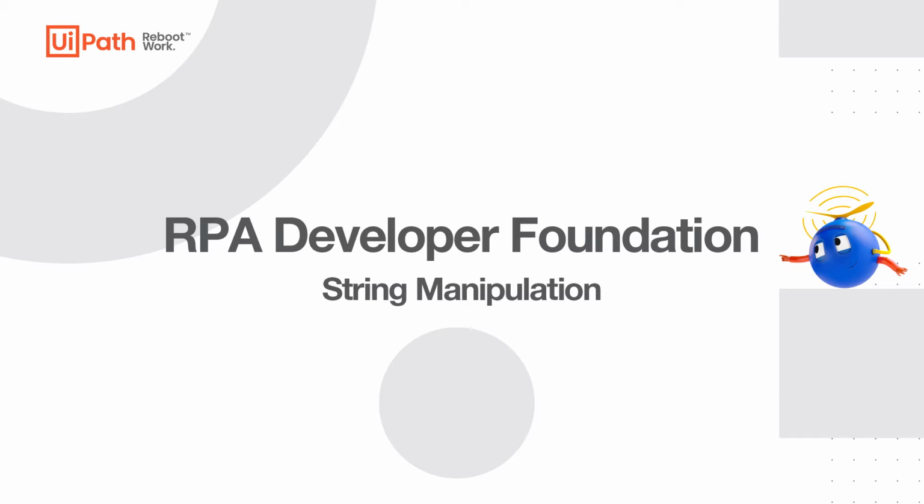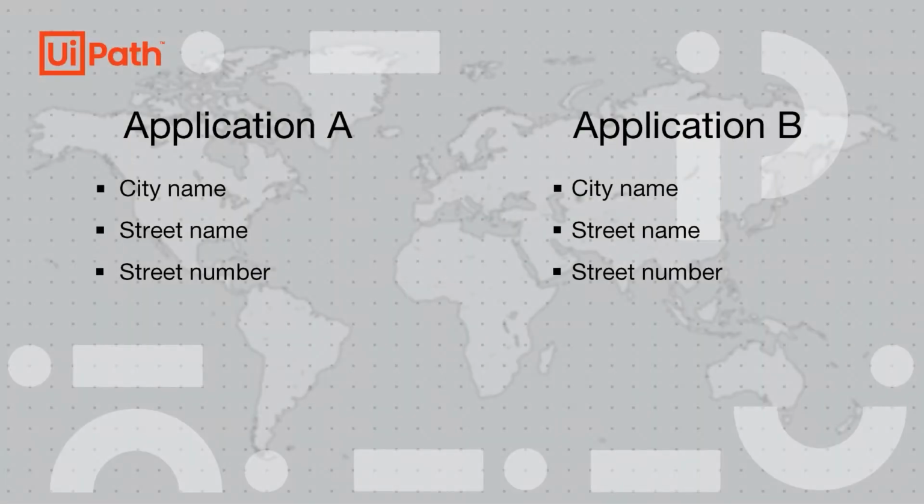Today we're going to see and explain an example of string manipulation, which is frequently encountered in a great variety of business scenarios. Let's consider the example of a process that comprises two steps: extracting an address from an application and entering it in a different one.